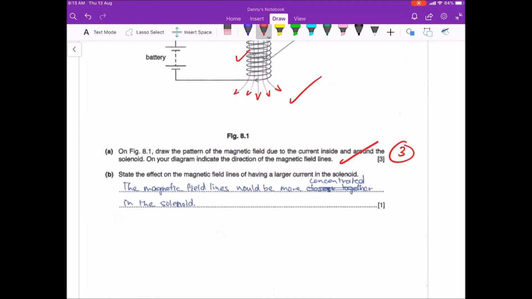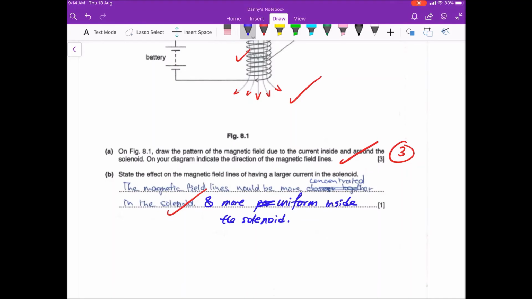State the effect of this magnetic field line of having larger current. Magnetic field line would be more concentrated in the solenoid. Okay, very good. More concentrated is good, but it will be best if you can say that it is more concentrated and more parallel or uniform inside the solenoid. So it is not just more concentrated, but it's more uniform. A uniform field means that it is very strong. Okay, concentrated is one, uniform is the other one.